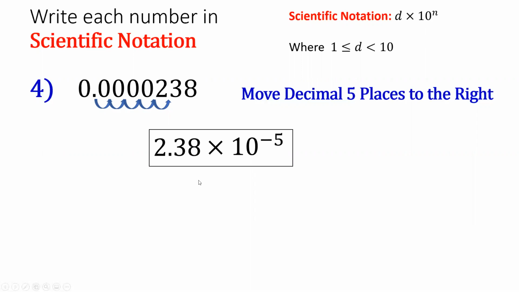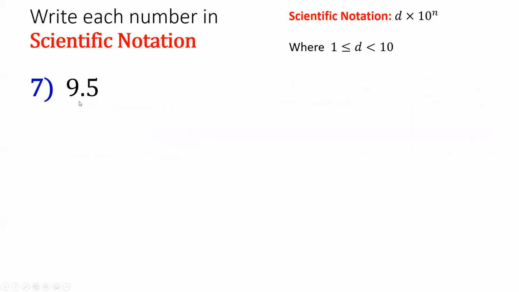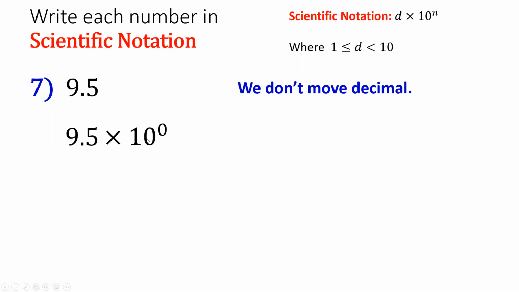That's number 4. Let's look at number 7. This one's very strange for most of us because you're going to notice something. 9.5, that's a nice number. That number is between 1 and 10. So why would I give you this problem? Well, the question is, what would you do? What would be the power of 10? Well, we don't have to move the decimal. 9.5 is a good number. So what we figure out is that the power of 10 will then be to the 0 power. If I don't have to move the decimal at all, it's going to be to the 0 power. Nothing's going to happen. And this will be your final answer.